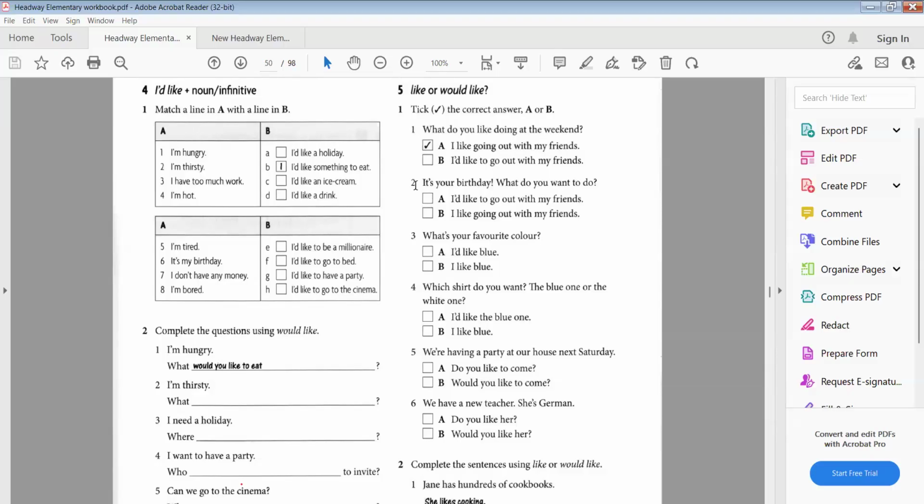Who can do number 3? Actually, someone did it. They wrote it down in the chat. But okay, you can speak it out. Number 3: what's your favorite color? The answer is B. I like blue, because it's asking about my preference. What do I actually love? It isn't asking about something that you want to do. Yes, exactly.